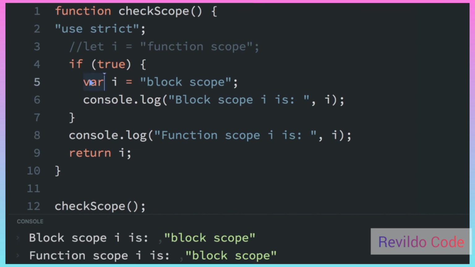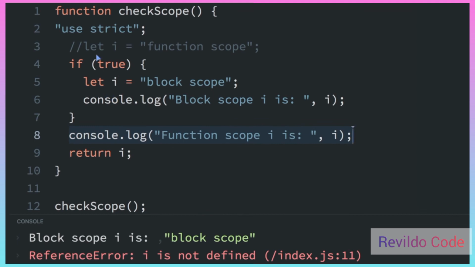But if this was a let, and we're declaring inside this block, if we run that, now when we get outside the block, we get an error because it's not defined. So that's another reason why people use let instead of var, so that they can make sure the variable is only defined in the area they want it to be defined in. But for now, I'll uncomment this out.